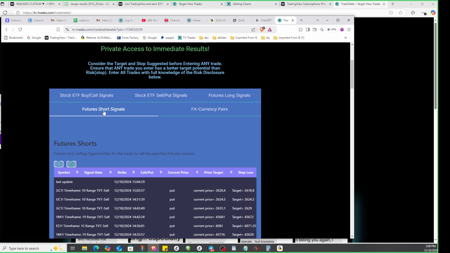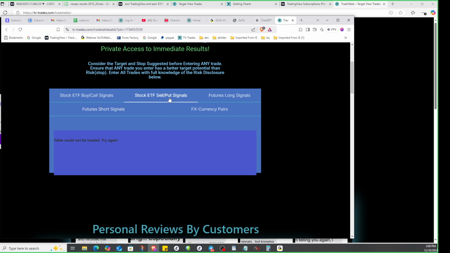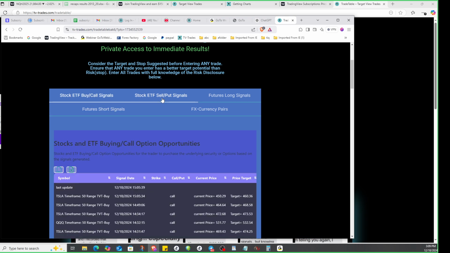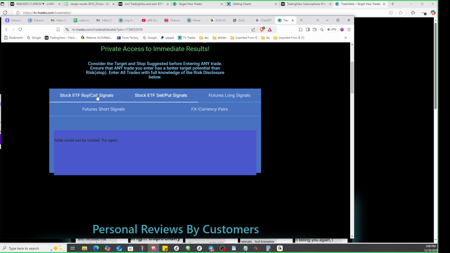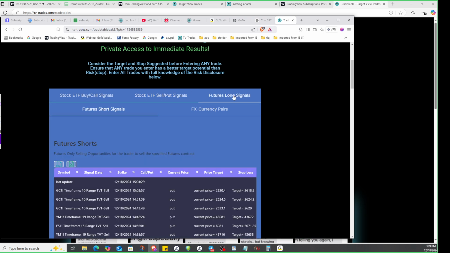The future signals are right here. Futures long, futures short, stock ETF sell signals, and stock ETF buy signals. I don't know what happened with that one right there. I gotta go check that out. But you get all that stuff here too.